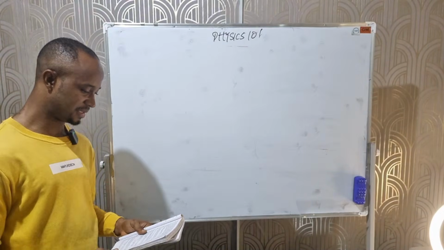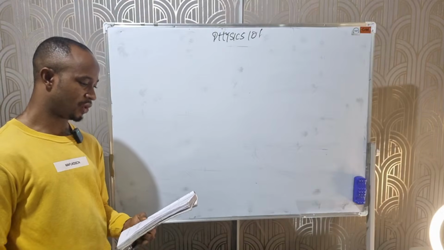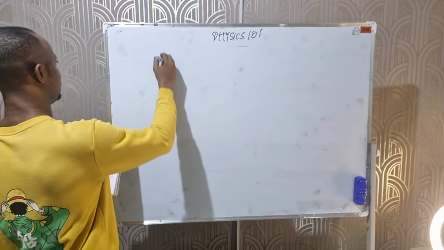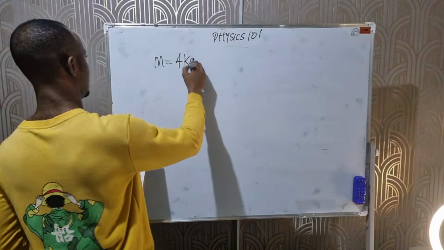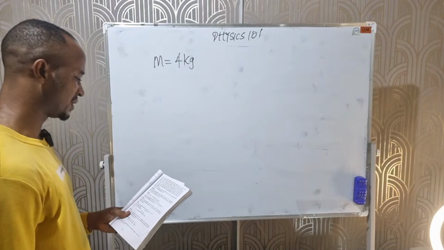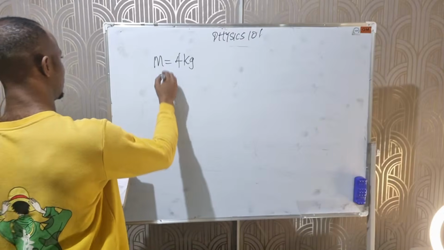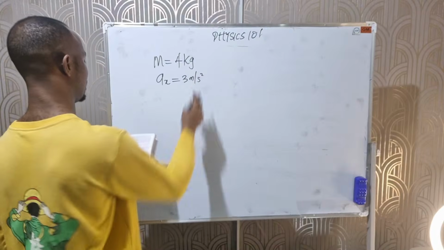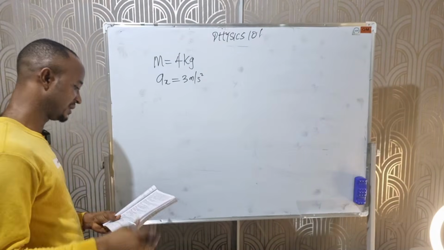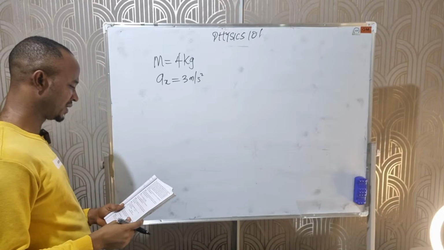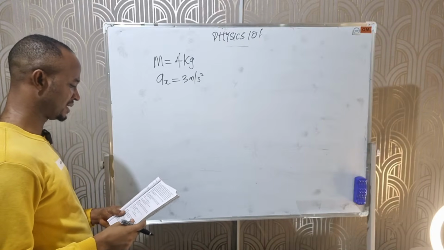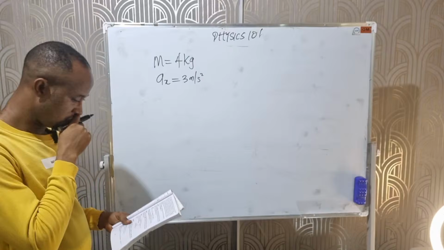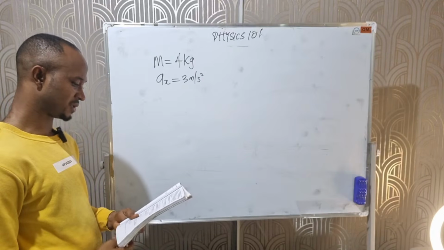Now we have a question that says a body of mass 4 kilograms undergoes a constant horizontal acceleration of 3 meters per second squared. The mass of the body is 4 kilograms, and the acceleration ax is 3 meters per second squared. The question is to calculate the resultant horizontal force acting on the body.